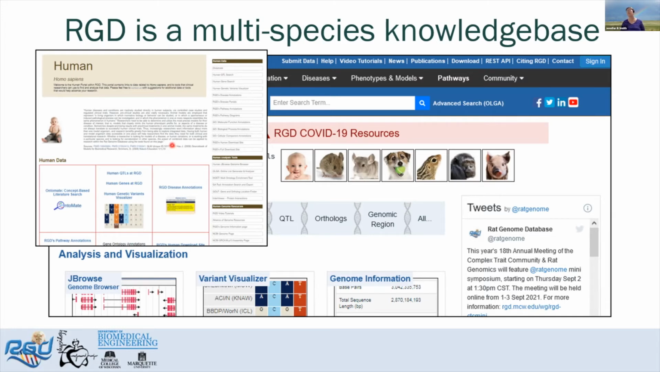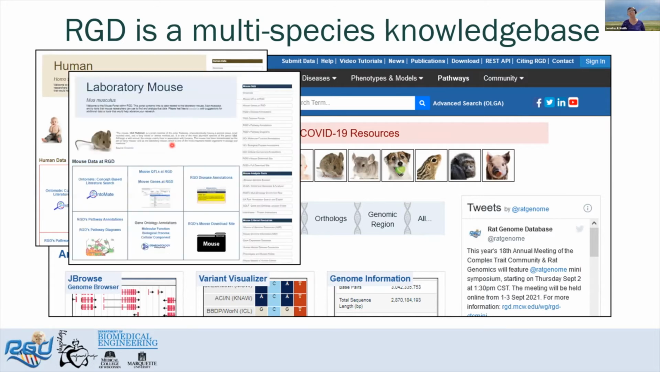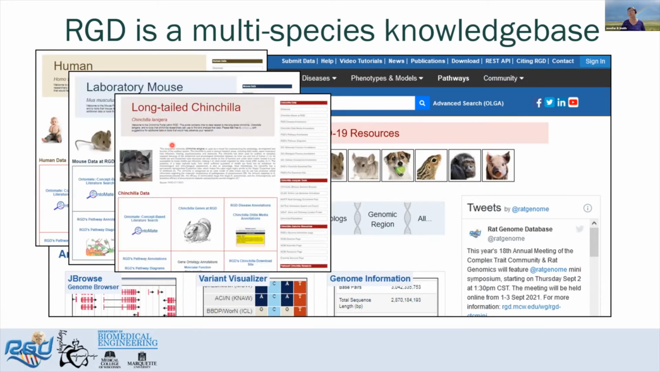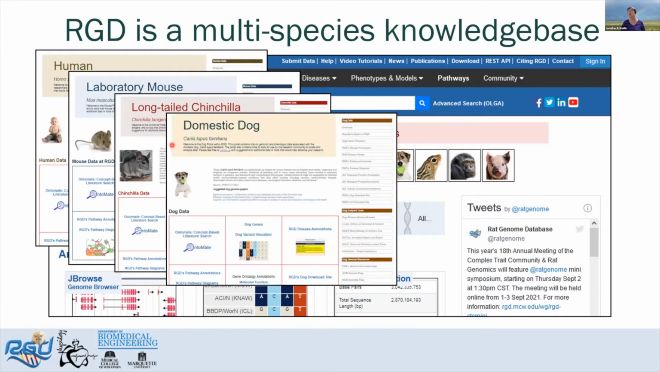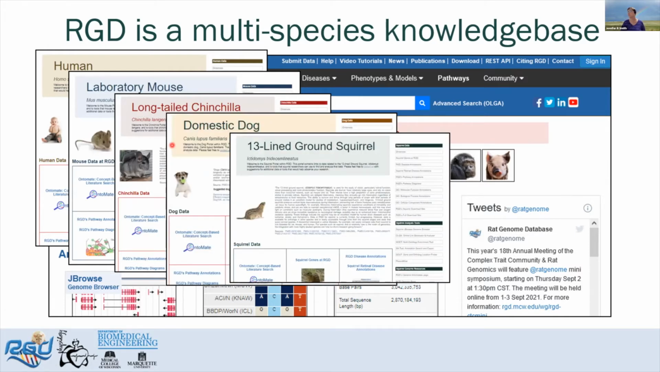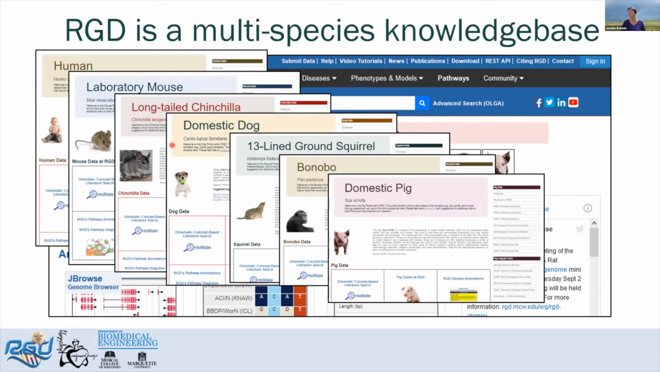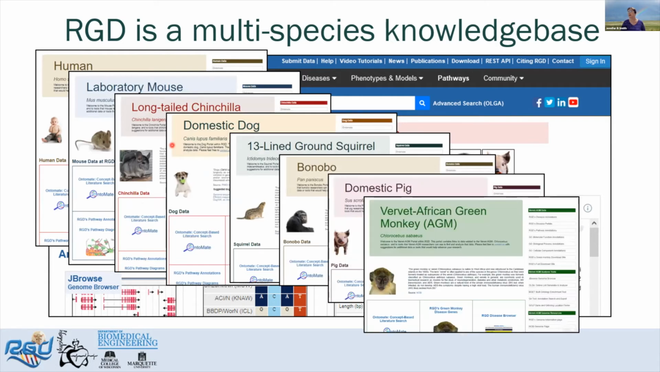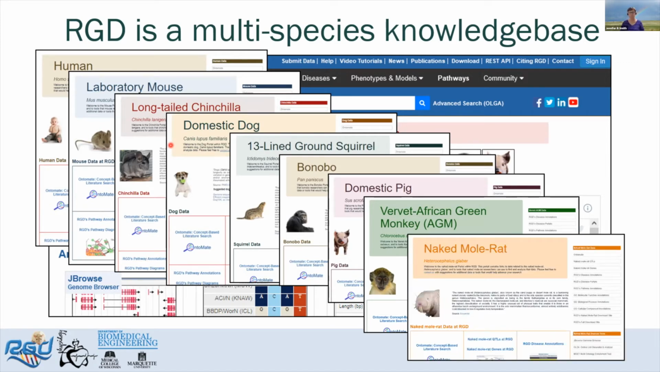And so we have 10 species. We have 8 species that are fully released to RGD, and 2 more that are coming soon. So we have human, we have mouse, long-tailed chinchilla, domestic dog, 13-lined ground squirrel, bonobo, domestic pig, and then coming soon, we have green monkey and the naked mole rat.